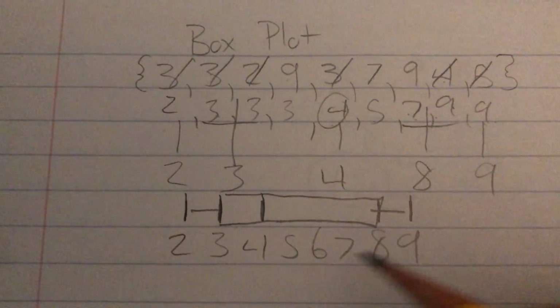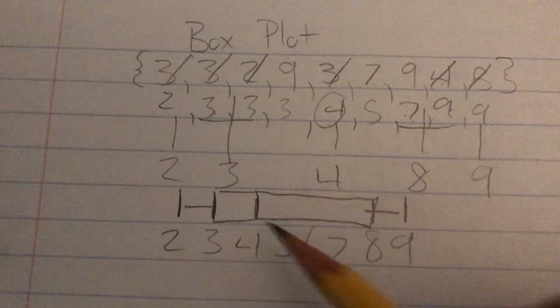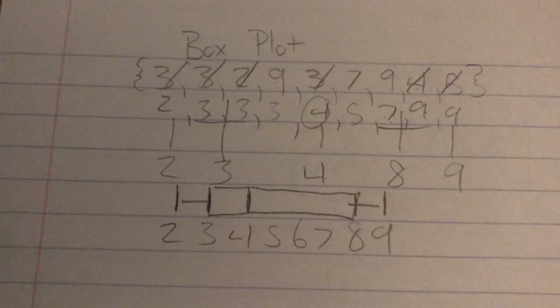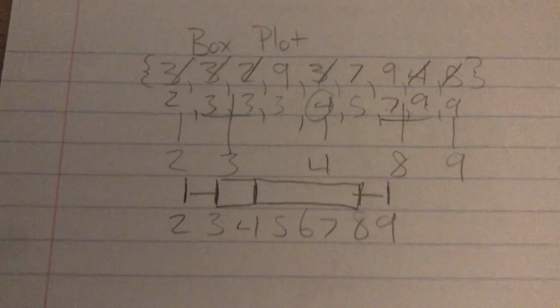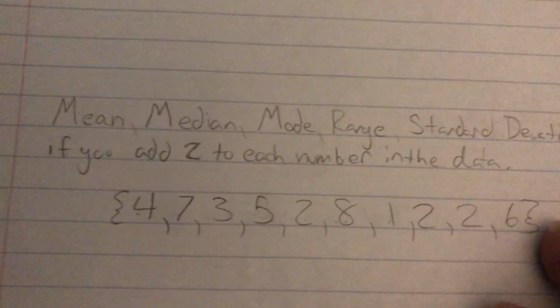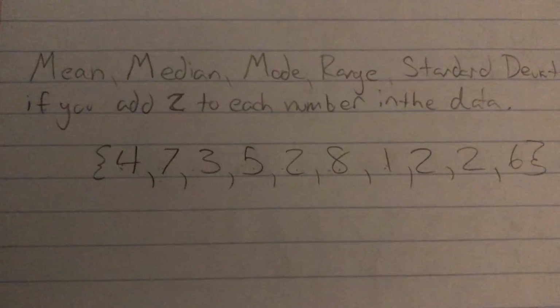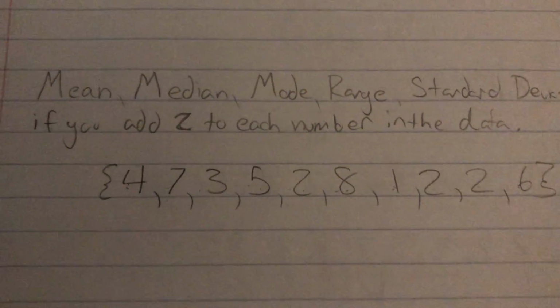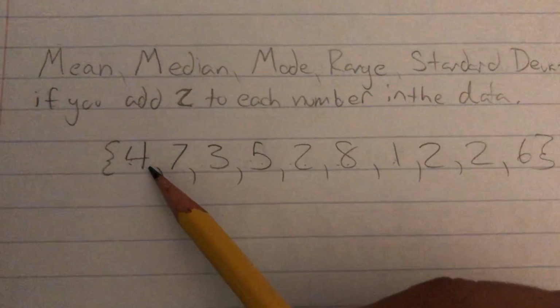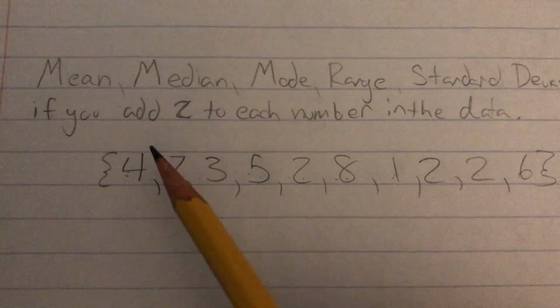Alright. It's pretty centered. This is more over here, so it's more positively skewed than negatively skewed, but pretty symmetric. Alright. Then we're going to find the mean, median, mode, and range of this data. I don't know why I chose so many, but that's fine. And we're going to find the mean, median, mode, range, and standard deviation if you add 2 to every single number.